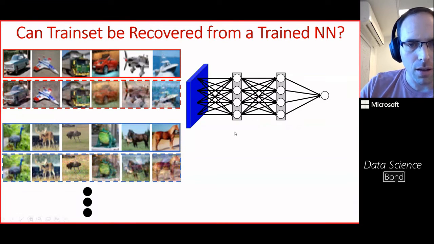So can you see, by the way, Eran, can you see my pointer? Yes, we can. Okay, great.